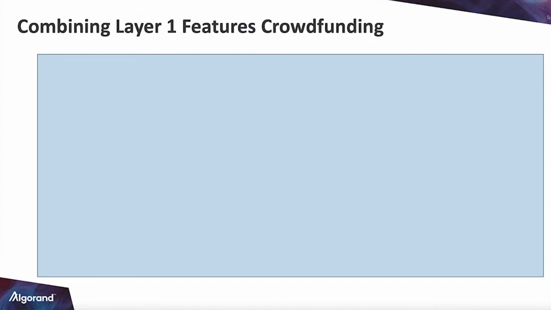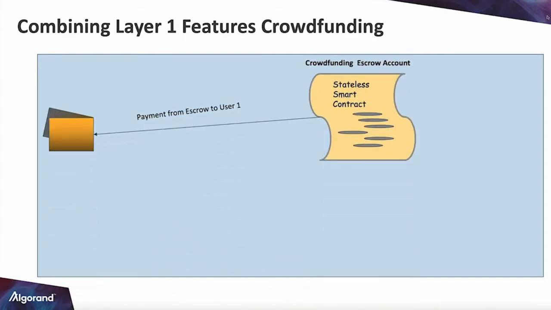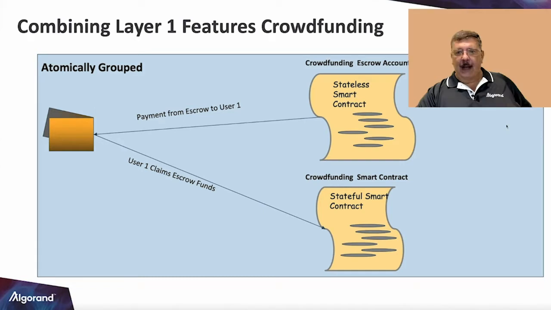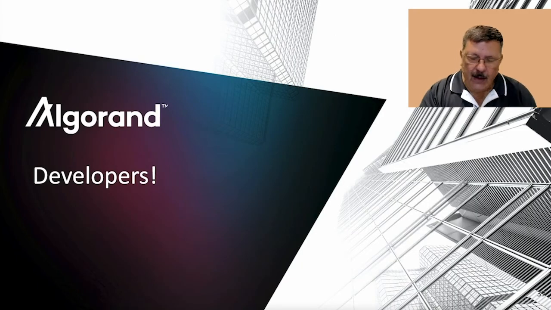Another one here might be a typical one, crowdfunding. We talked about this up front as a scenario where you have a crowdfunding escrow account, which is a stateless smart contract with payment from escrow to that particular user. So once again, we're going to atomically group this, and we could say, okay, this is only going to succeed if user one claims the escrow funds, and then you have the crowdfunding smart contract, which is a stateful smart contract that would then go ahead and write out and update the data up on the blockchain.